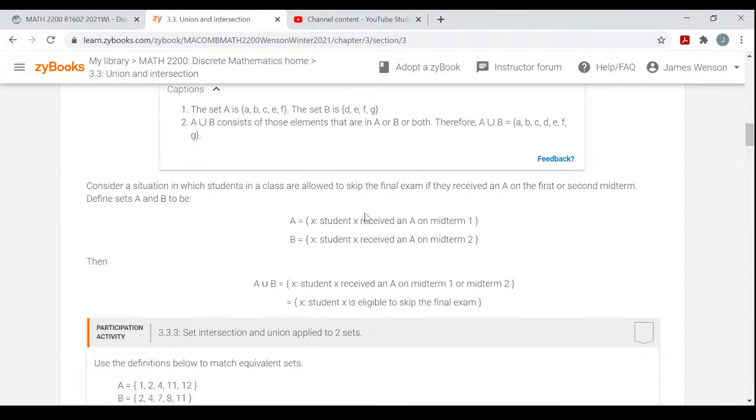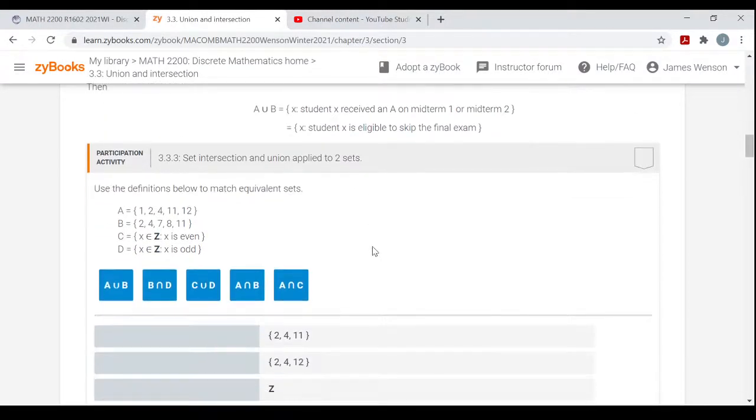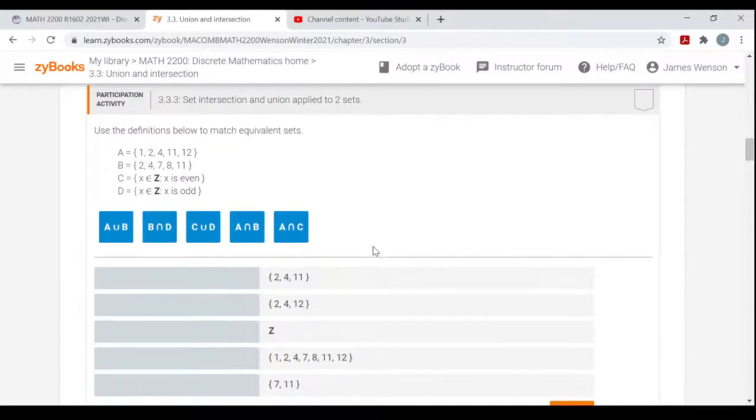And then again, you can read this example on your own here. All right. So I'll go through a couple of these. We're given some sets. Set A has the elements 1, 2, 4, 11, and 12. Set B has the elements 2, 4, 7, 8, and 11.